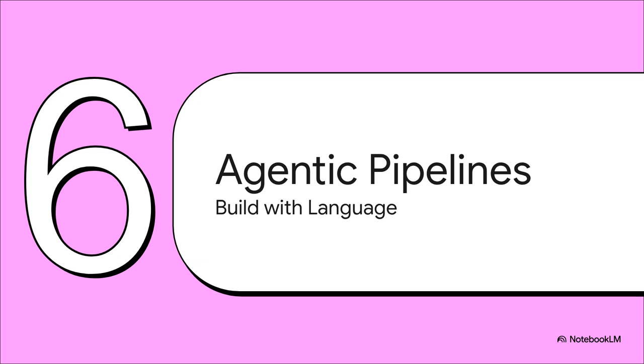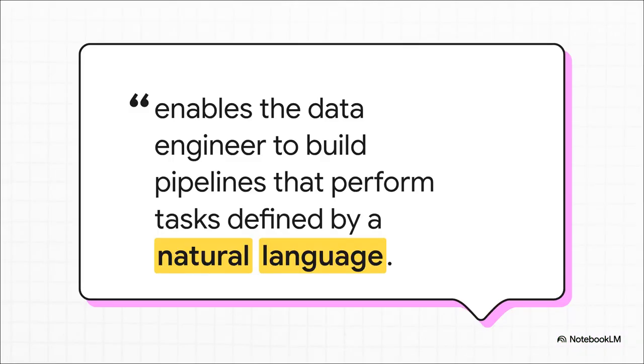All right, to wrap things up, let's take a look over the horizon at where this is all going. There's a really cutting-edge piece of the Data Prep Kit that hints at a future where data engineering is less about writing code and more about having a conversation. This is the world of agentic pipelines. The documentation itself says it best. The idea is to enable the data engineer to, and I'm quoting here, efficiently build and run pipelines that perform required tasks defined by a natural language.